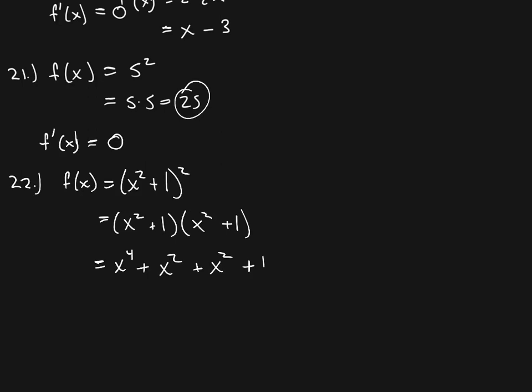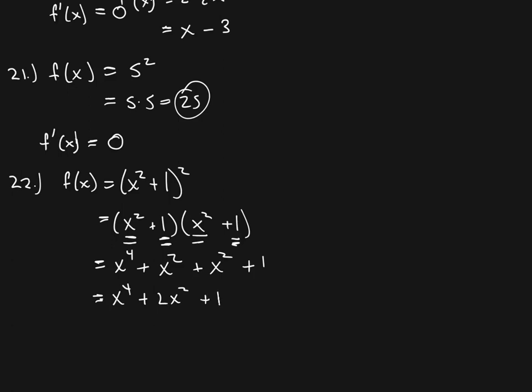So that's how we factored this out, right? We did the first terms. Then we did the inside terms. Then we did the outside terms. And then we did the last terms, right? So that's what we got. We got x to the 4 plus x squared plus x squared plus 1, which we can simplify as x to the 4th plus 2x squared plus 1.